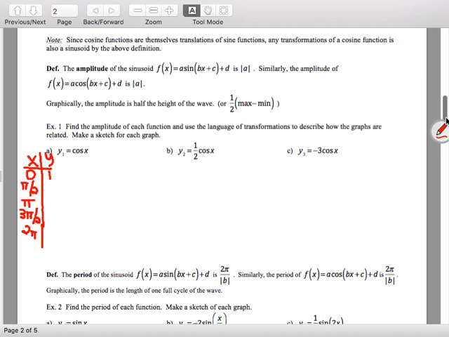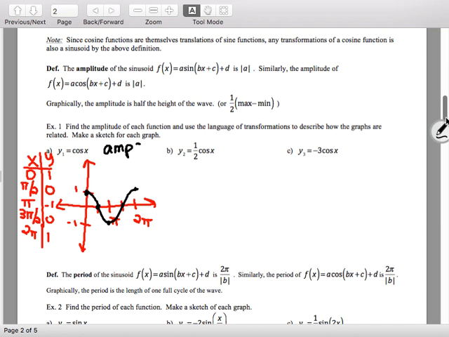So I'm going to do the parent function again. I'm okay if you label just every other tick on the x-axis. So cosine starts, I like to say that cosine starts at the A value. So my amplitude is 1 on the parent graph.